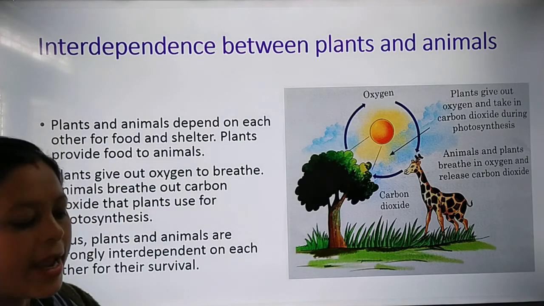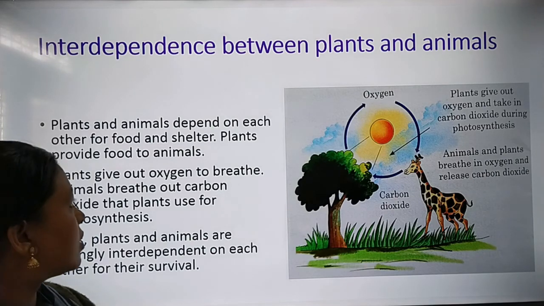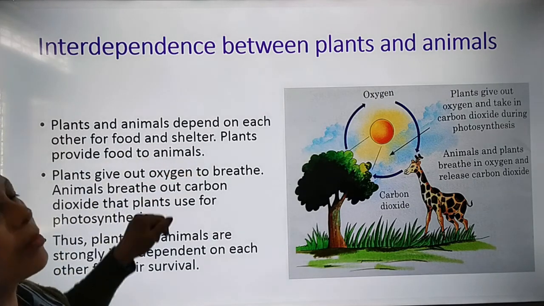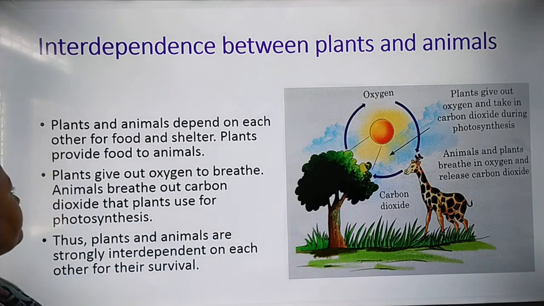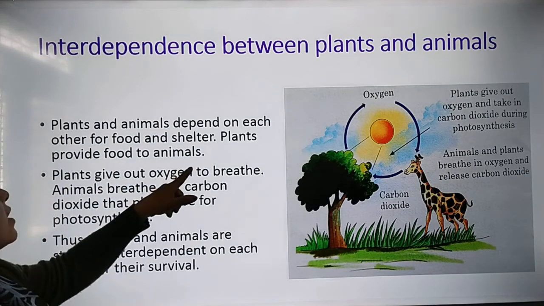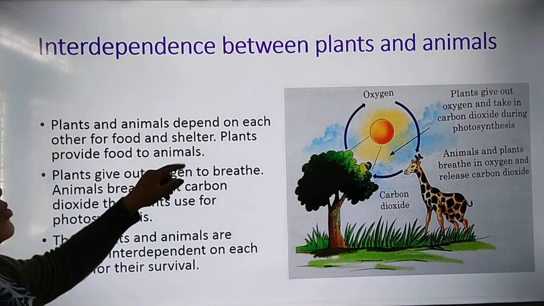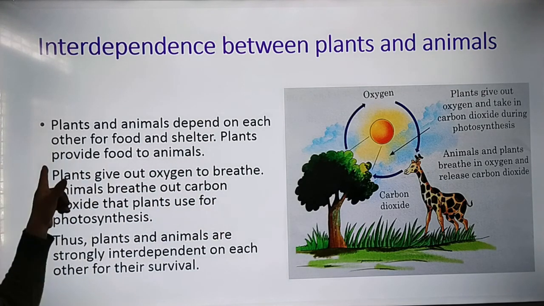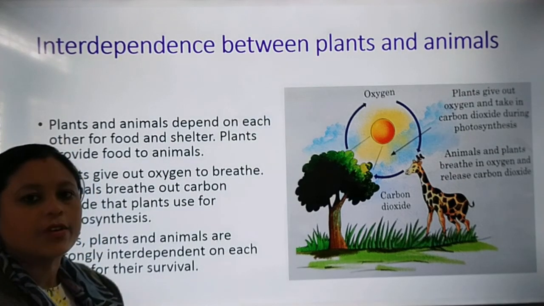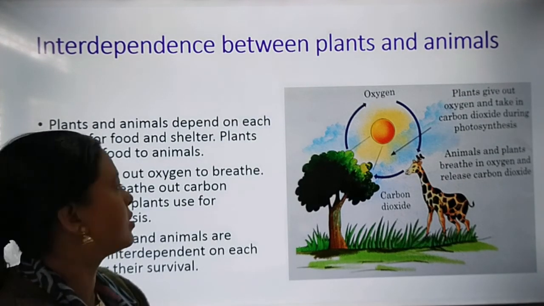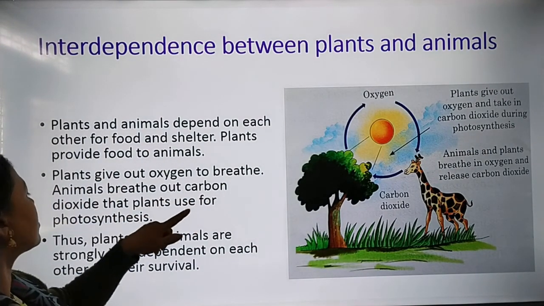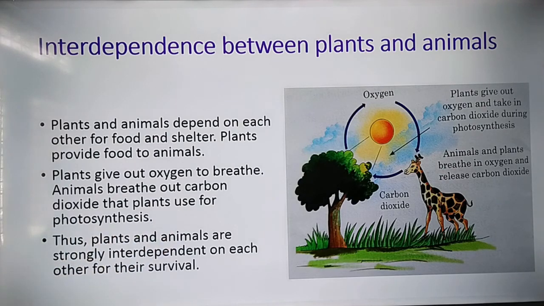So why are plants and animals interdependent? Because they depend on each other for food and shelter. Plants give shelter to animals, and plants provide food to animals. Plants give out oxygen to breathe. Animals breathe out carbon dioxide that plants use for photosynthesis.